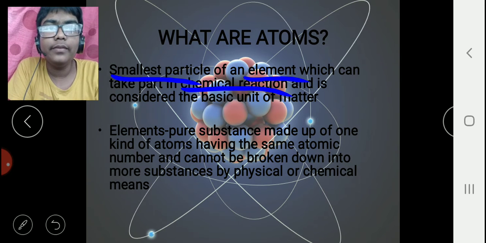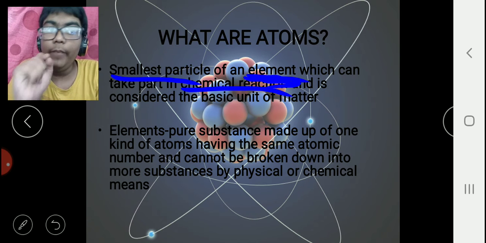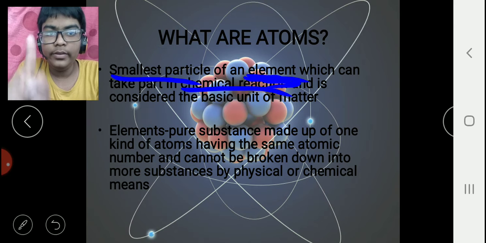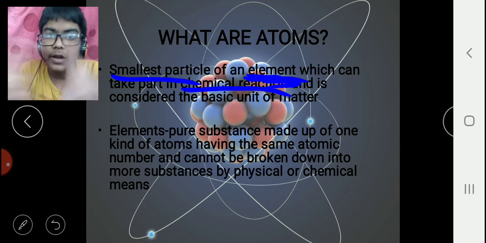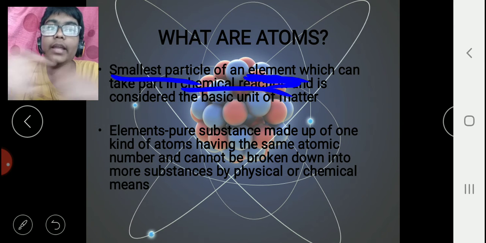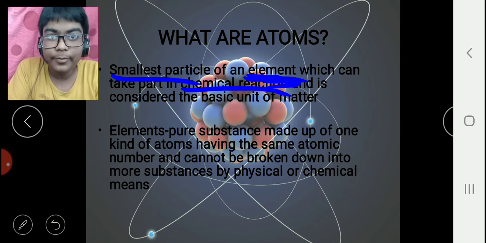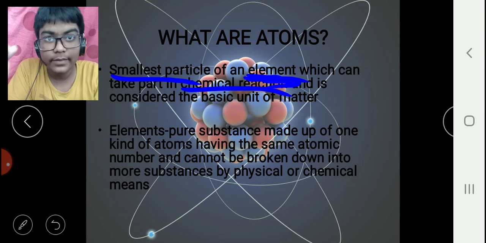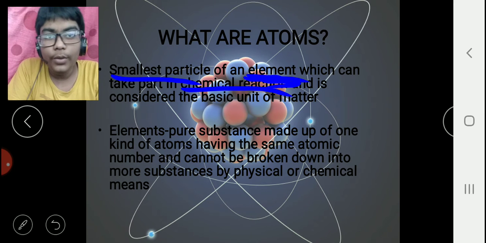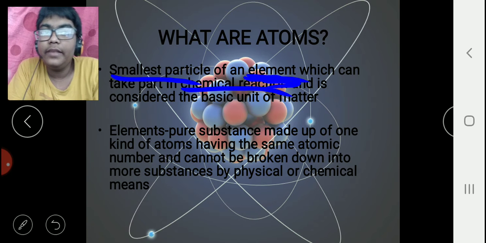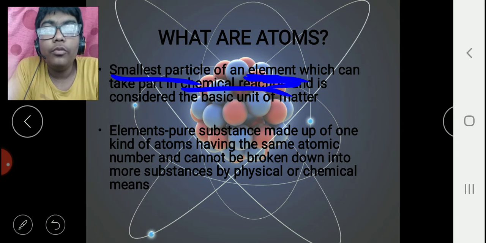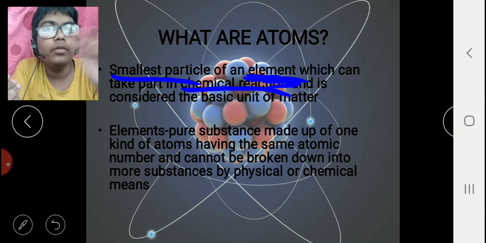Then we saw something about elements over here. What are elements then? Elements are pure substances which are made up of one kind of atoms, and they have the same atomic number. They cannot be broken down into more substances by physical or chemical means. So if you take gold, you can't break down gold into other substances like silver and copper. Gold is gold. Gold cannot be broken down into further substances. So that is an element.